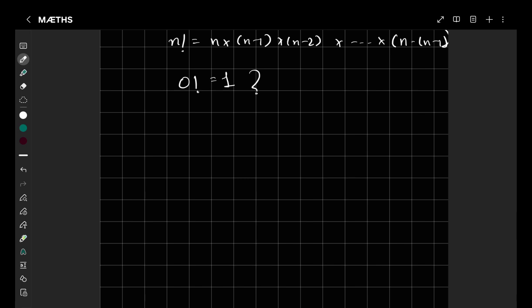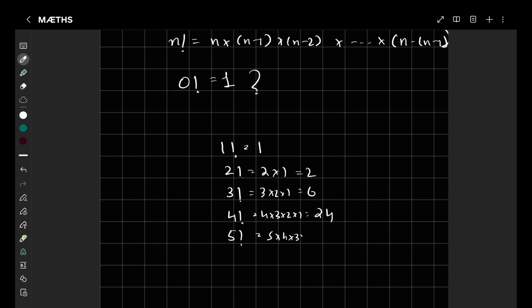For the first method, we will be writing 1 factorial, 2 factorial, 3 factorial, 4 factorial, 5 factorial. It is 1, 2 into 1, which is 2, 3 into 2 into 1, which is 6, 4 into 3 into 2 into 1, which is equal to 24, and 5 into 4 into 3 into 2 into 1, which is equal to 120. And at the top we'll be putting 0 factorial. Now let us see a pattern here.